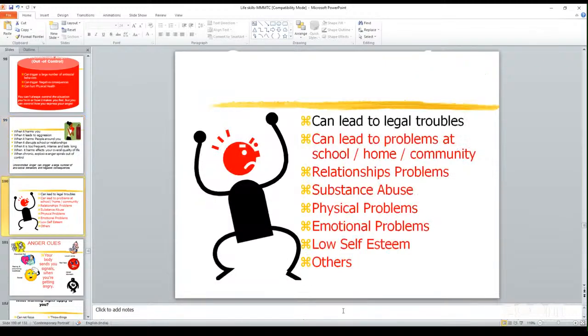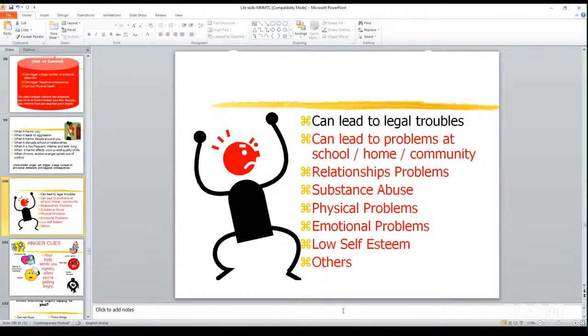Now, what happens with anger? A few important things. Many times anger has led to legal troubles. It has dragged people to the police station or the courts. It can lead to problems at school, college, home, or community. It may end up with relationship problems because of a lot of anger. A person may end up with substance abuse, physical problems, and emotional problems. It can lead to low self-esteem and many other things. So by having more anger, we are experiencing more of the negatives than the positives.